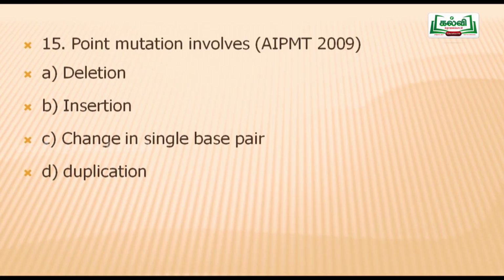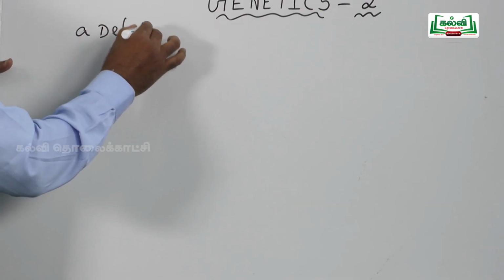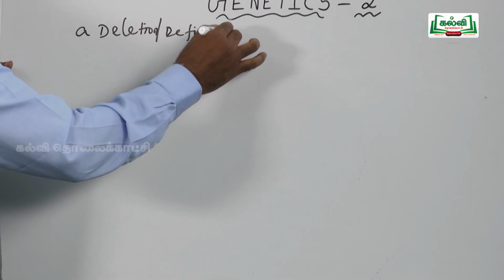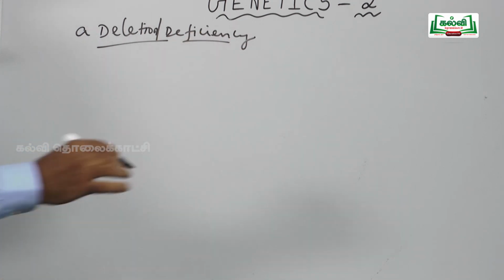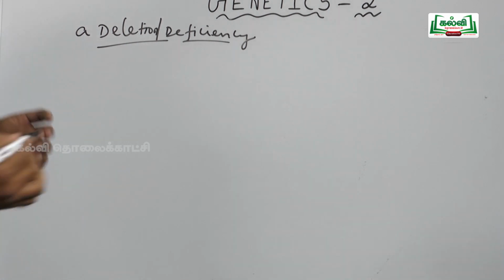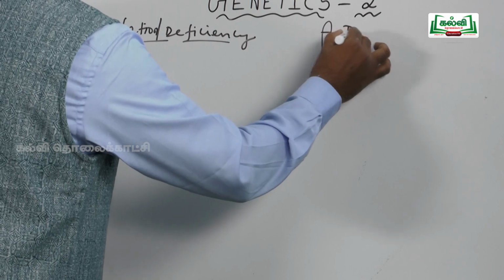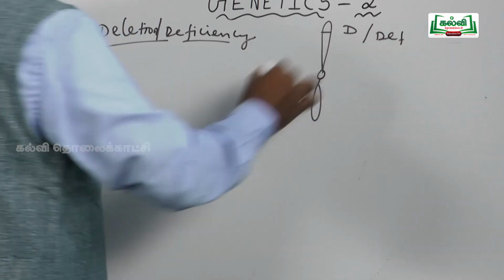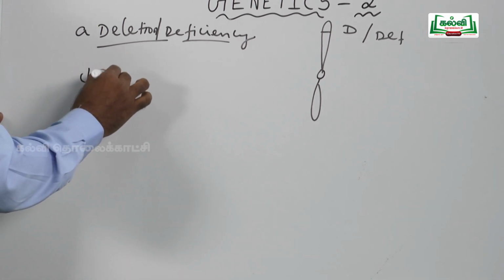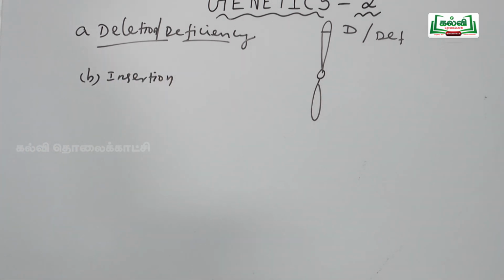In this, option A, deletion, represents the deficiency. If a small portion of the chromosome is removed, it is an example of chromosomal aberration or chromosomal abnormality or chromosomal mutation, and we call it deletion or deficiency. Option B, insertion. If a small portion of a chromosomal segment is added, we call it insertion.